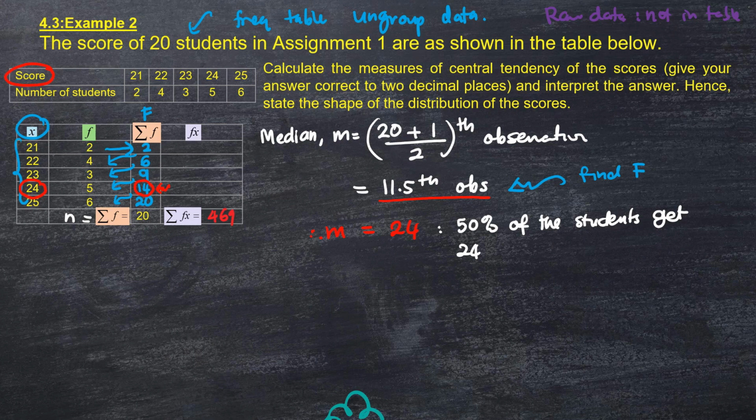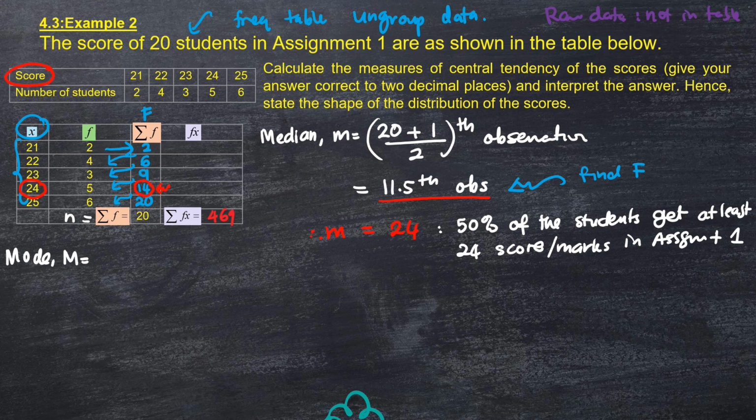Okay, get at least, all right, at least 24 score or marks in assignment 1. Okay, you can also use at most. Right, for the last part for this, okay, so we want to find our mode.